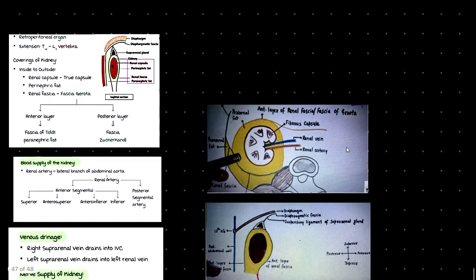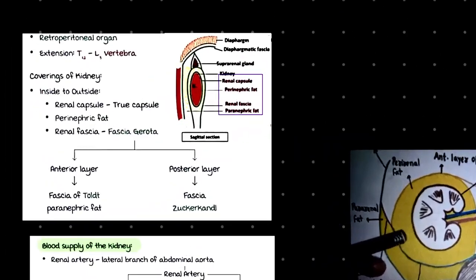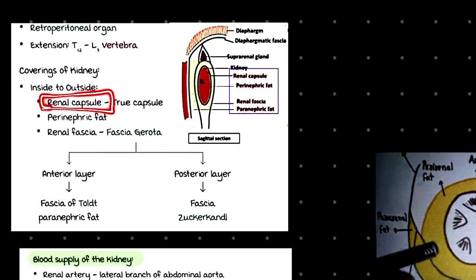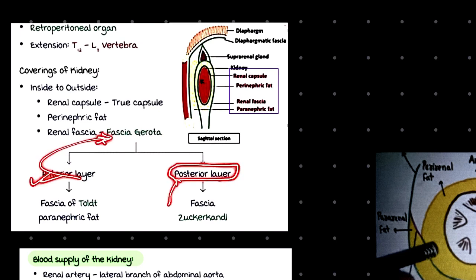Okay, this was about coverings. We talked about the innermost one, the renal capsule, that's the true capsule. Outer to it is perinephric fat. And then we talked about renal fascia in detail. In renal fascia, we talked about the anterior layer, called fascia Gerota, and the posterior layer, called fascia Zuckerkandl, right? And inferiorly they don't connect, but superiorly they will connect, cover our suprarenal gland, and then form diaphragmatic fascia.